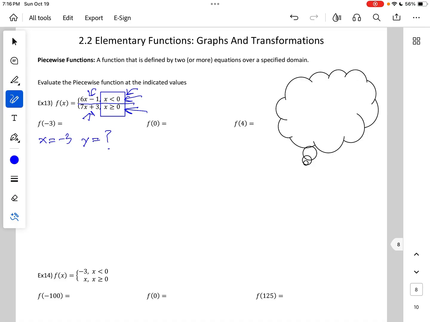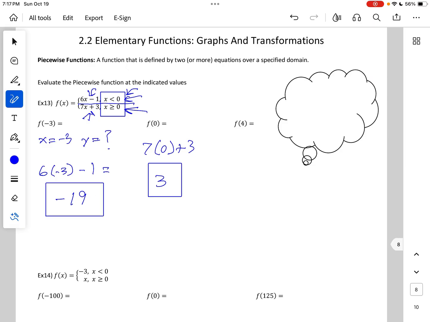So -3, that's less than 0, so I'm going to evaluate that with the top function of 6 times -3 minus 1. So that's going to be -18 minus 1, which is -19. F of 0 is going to be my bottom function because it's equal. So it's 7 times 0 plus 3, or in other words, 3. Let's go ahead and box these. F of 4, that's greater than 0, so I'm going to do my bottom function, 7 times 4 plus 3. That's going to be 31.